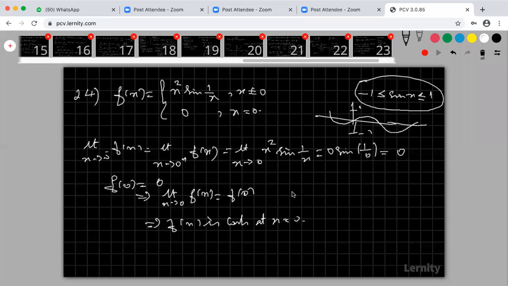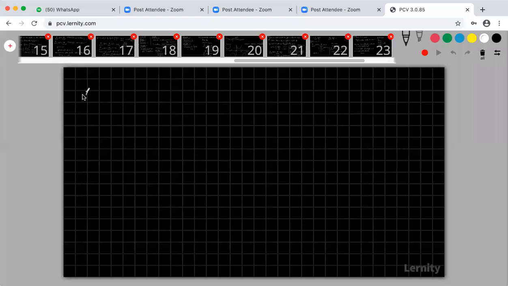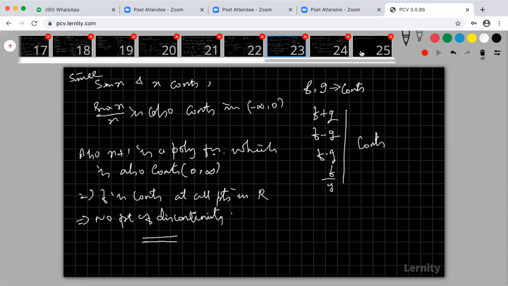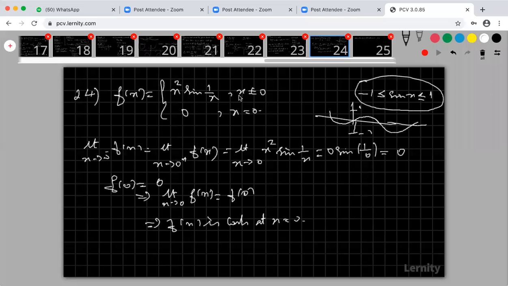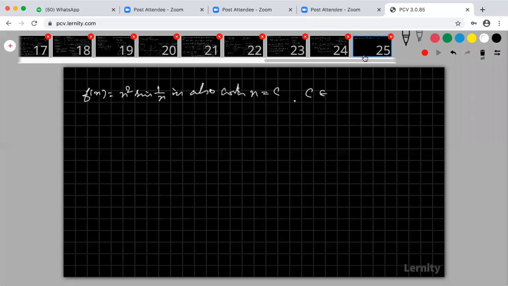So f of x is continuous at x is equal to 0. The next slide. My f of x is equal to x square into sine of 1 by x, which is also continuous at x is equal to c, where c belongs to minus infinity comma 0 union 0 comma infinity. Because the product of two continuous functions is also continuous at any point, except 0.